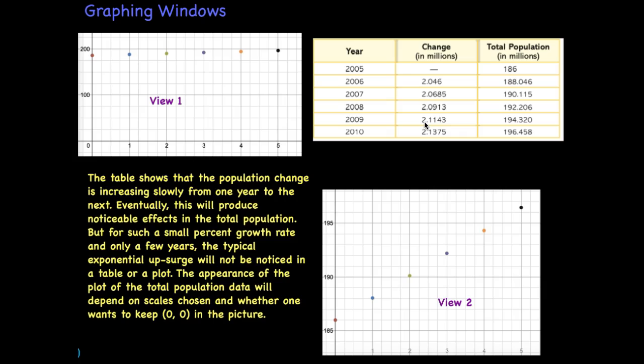But for such a small percent growth rate in only a few years, the typical exponential upsurge will not be noticed. So in reality, this is growing at an exponential rate. If we notice the rate of change, we will not have a constant rate of change. It grows actually exponentially. But again, very difficult to see with these few years and with this window. The appearance of the plot of the total population data will depend, of course, as we just looked at, on the scales chosen and whether you want to keep 0, 0, the origin, in the view.